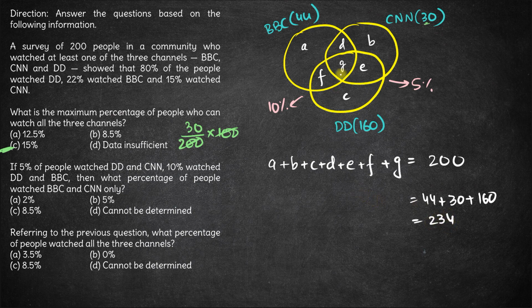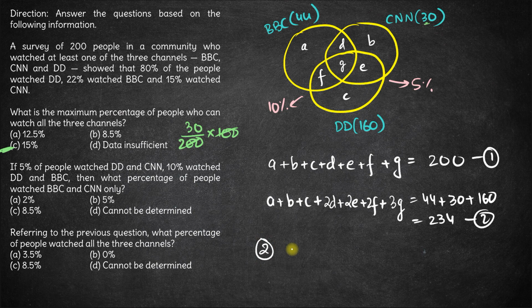234. And this will be equal to, once you add all these three circles individually, A, B and C will get added once, so that's fine, A plus B plus C. But D will get added twice, once with BBC and once with CNN, so we'll have twice of D. Similarly, twice of E and twice of F as well. E will get added twice, once with CNN, once with the DD, and F will get added twice, once with BBC and once with DD. What about G? G will get added thrice, once with BBC, once with CNN and once with DD. So thrice of G is what we'll have. So this is the first equation, this is the second equation.